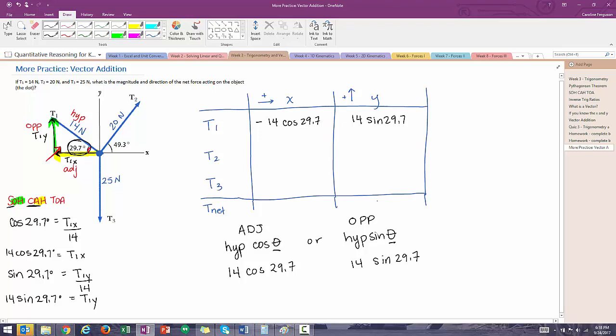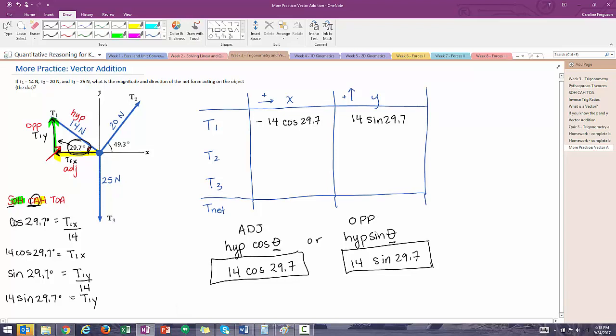So for the first T1 vector that we just looked at, when we were looking for T1x, that was the adjacent side. So since it was the adjacent side, we used 14 cos 29.7. And when we were looking for T1y, well, that was the opposite side. And since we were looking for the opposite side, we use sine, 14 sine 29.7. Okay, so just based on Sohcahtoa, if we're looking for adjacent side over here, we're going to use cos. If we're going to look for the opposite side over here, we're going to use sine.